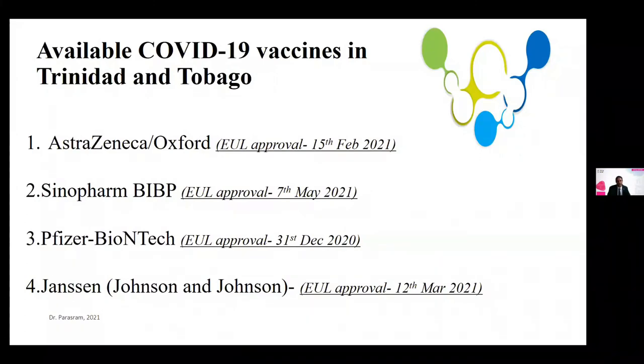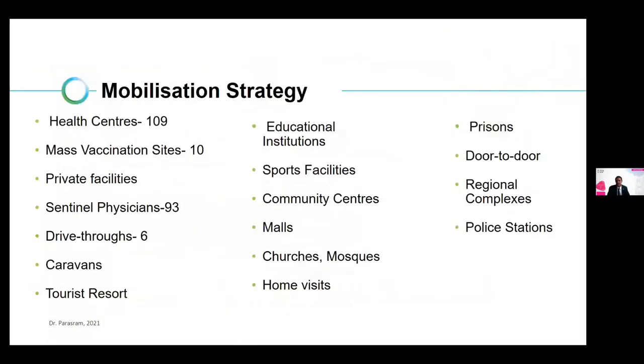So at this point in time, Trinidad does have at its disposal the AstraZeneca Oxford vaccine, which is the second vaccine to receive EUL, on the 15th of February. We have the Sinopharm vaccine, which received EUL on the 7th of May, and the Janssen, Johnson & Johnson vaccine, which was approved on the 12th of March. It's the only single dose vaccine that has been approved thus far.